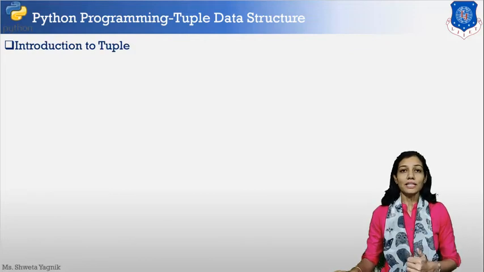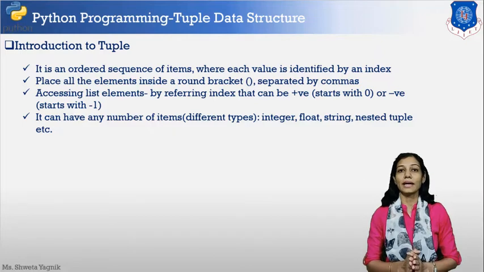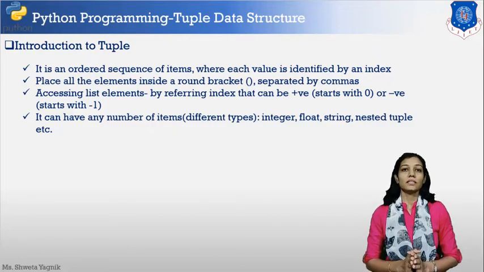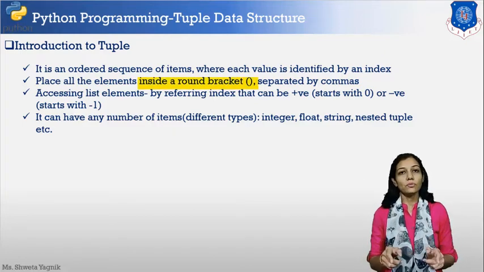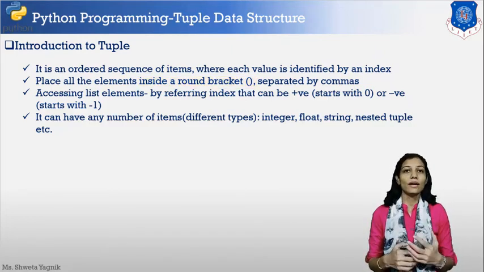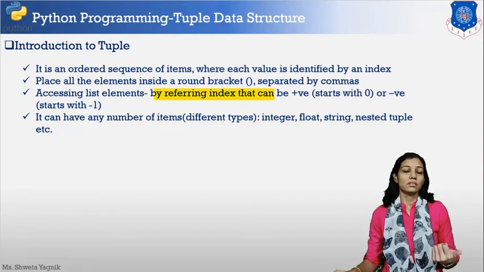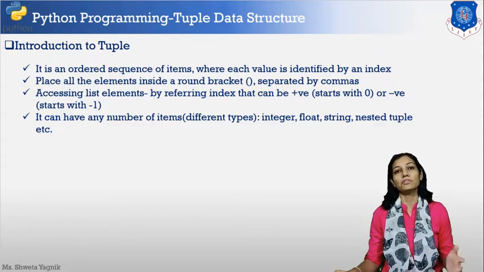So the tuple is an ordered sequence of items where each item is identified by an index. We place each element inside a round bracket separated by commas. In order to extract an element, we use indexing, same as we used to do in list. So similar to list, we can have any number of items and all can be of different types.